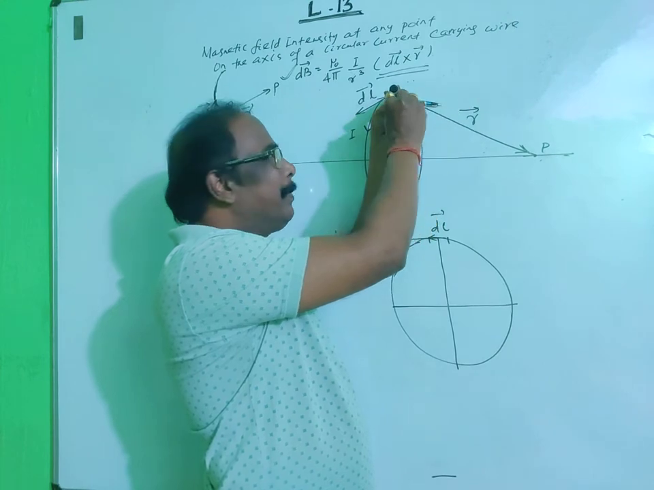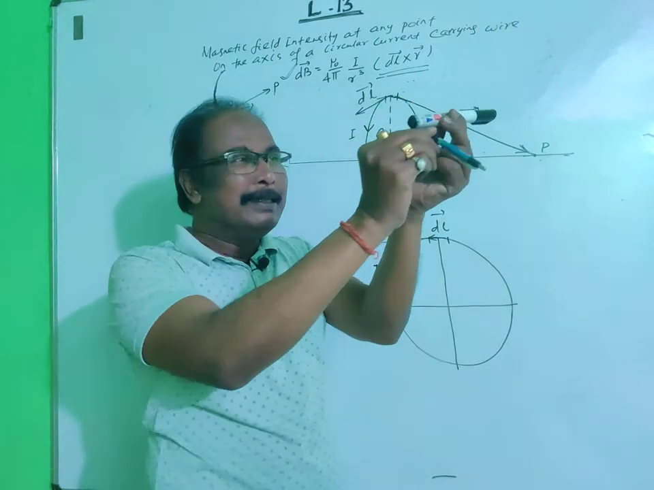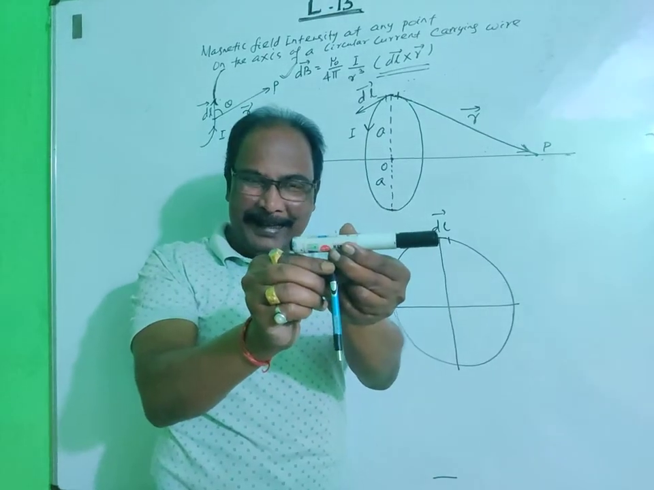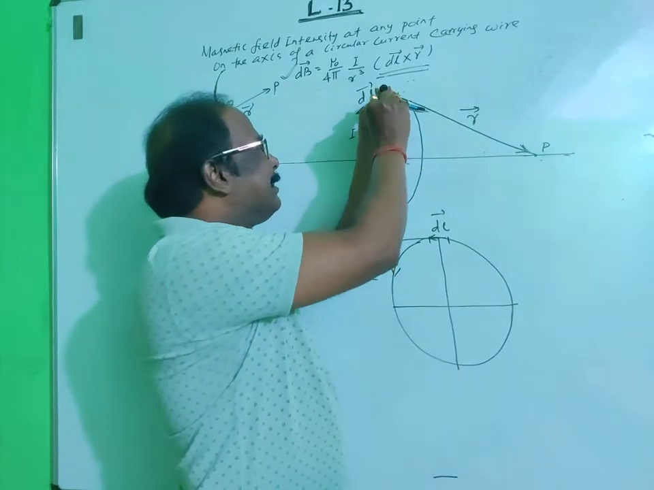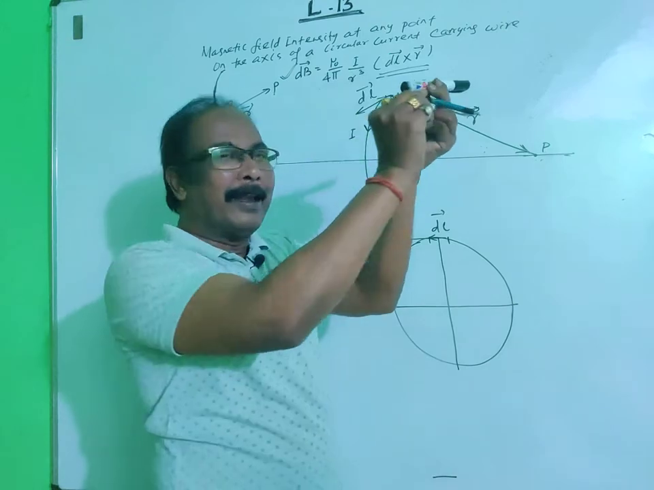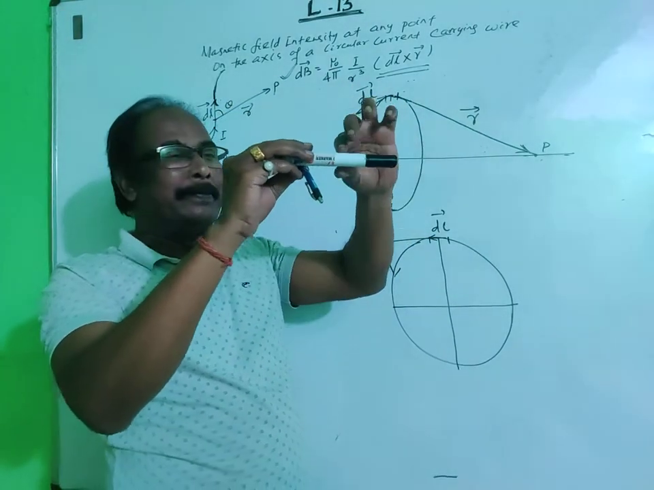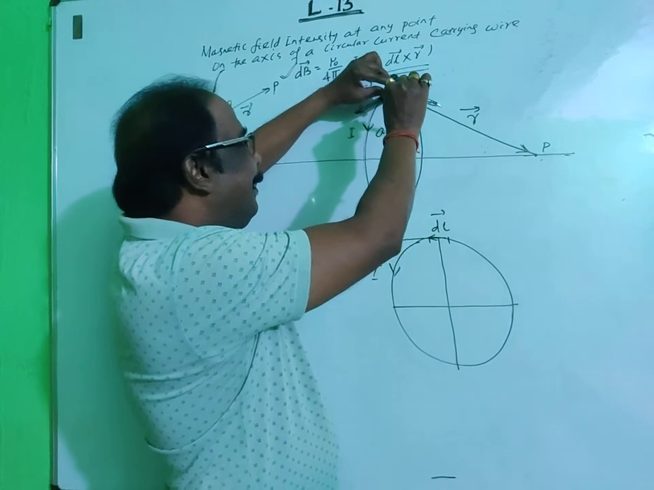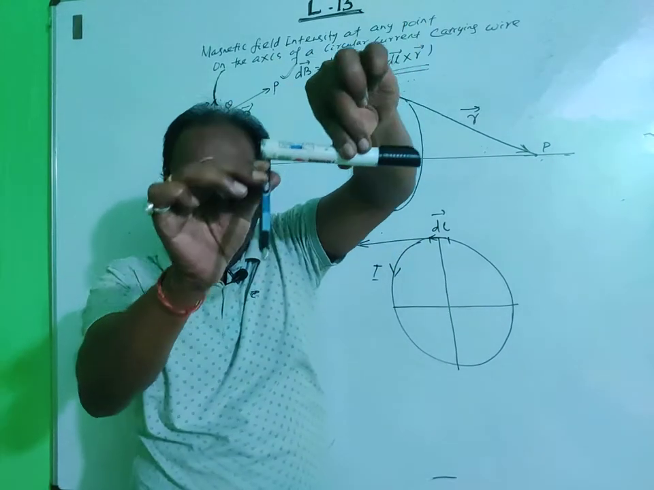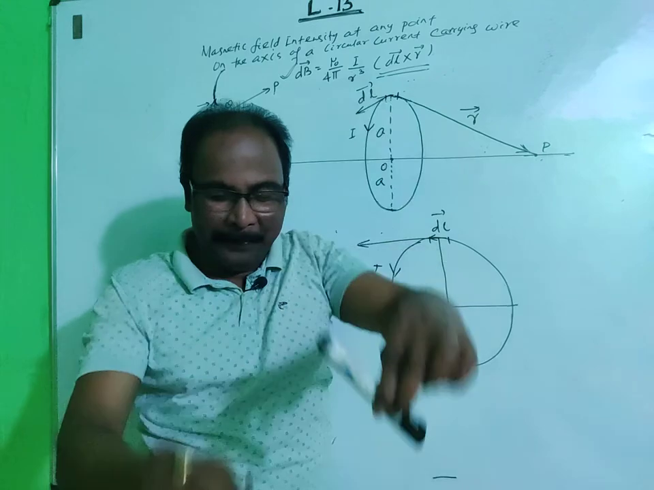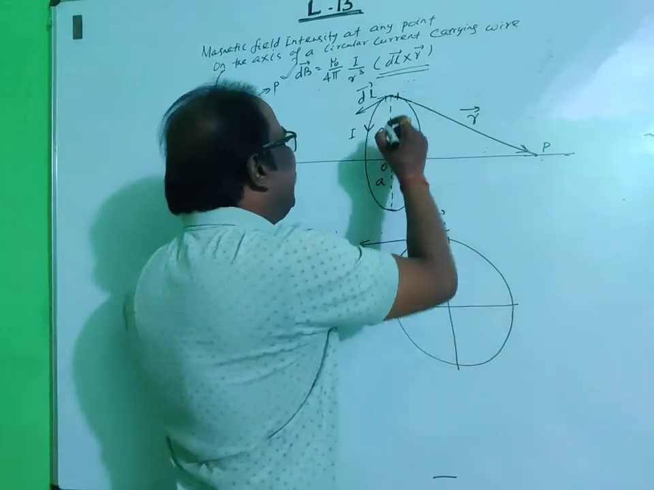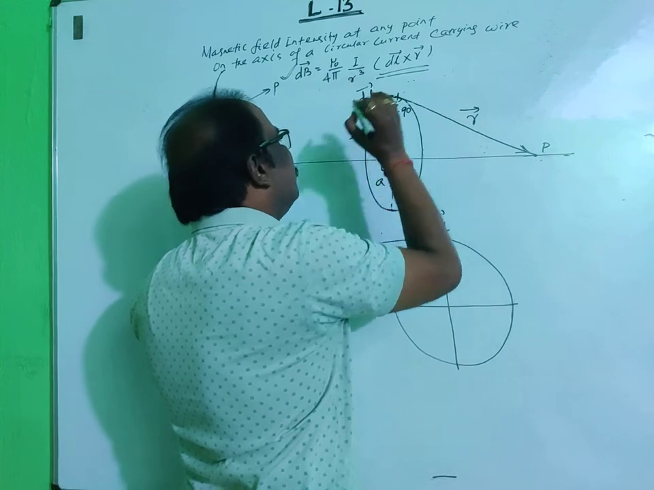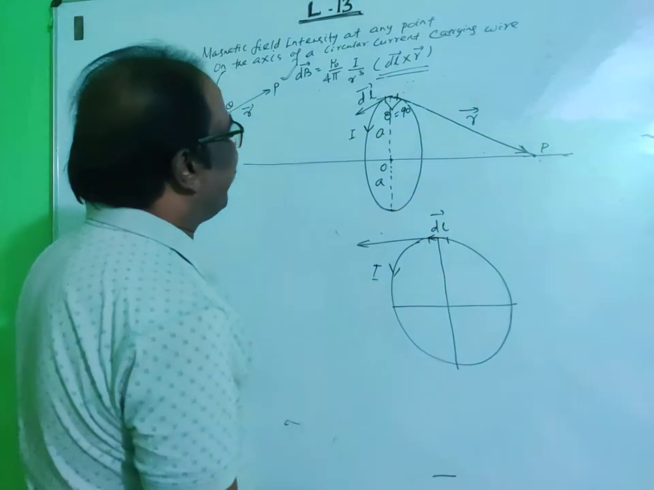Then what is the angle between dl and R? You just see, the angle is 90 degrees. This is the direction of dl and this is the direction of R. So the angle is 90 degrees. Is it clear? The angle between dl and R is theta, and theta is 90 degrees.